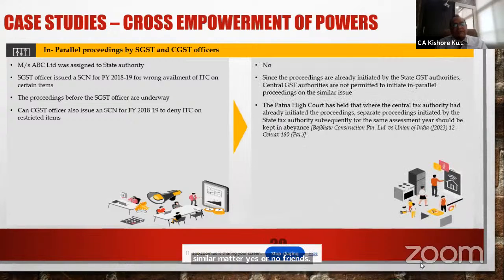We have just seen that where the proceedings are initiated by a state officer on a similar subject matter, no proceedings can be initiated by the central officer, and in case it has been initiated, that will be kept in abeyance. Recently, the Patna High Court in the matter of Bajwa Constructions has held that where central tax authorities have already initiated the proceedings, separate proceedings initiated by the state authorities should be kept in abeyance.